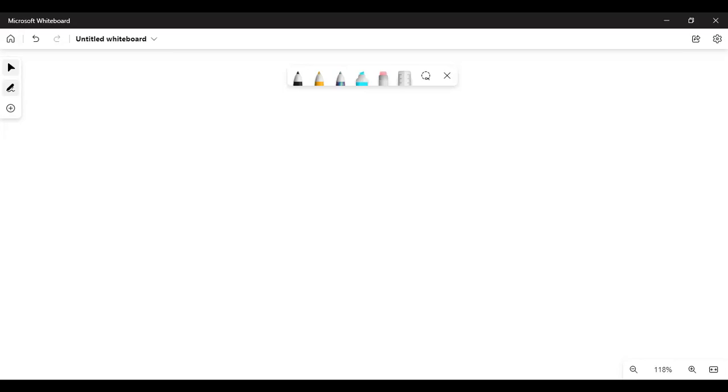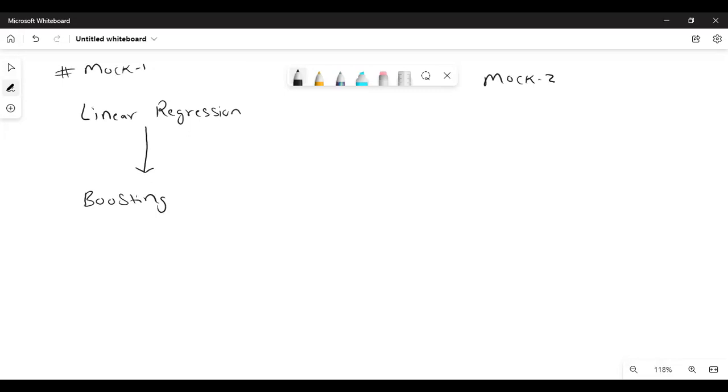Okay. So what we can do this way for you. Priyanka, we're just doing a discussion about when to keep a mock. Mock 1 starts from linear regression, then we'll go till boosting. This will be the syllabus for mock 1. Mock 2 will be after boosting.